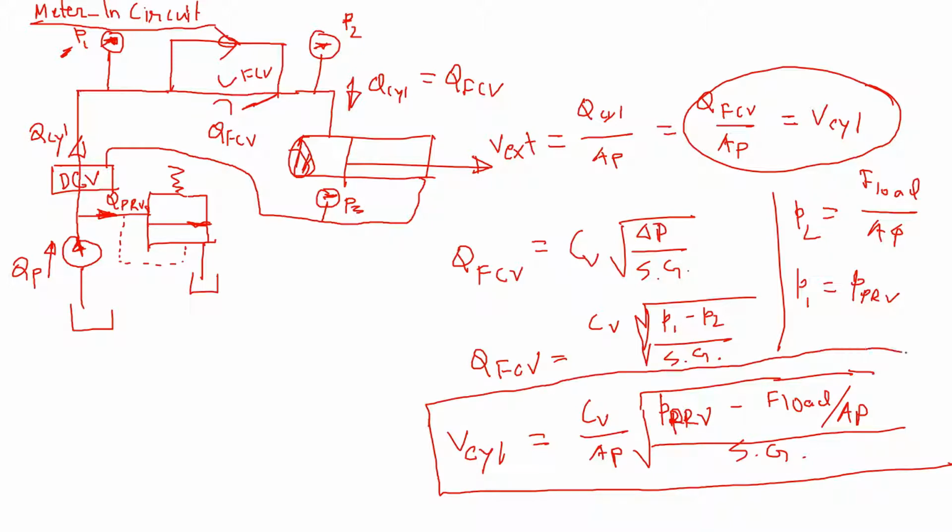The meter-in circuit is used to control that. So by restricting the flow, we can change the velocity, whatever desired velocity we want. We can set the pressure setting for the pressure relief valve to achieve that velocity that we want.